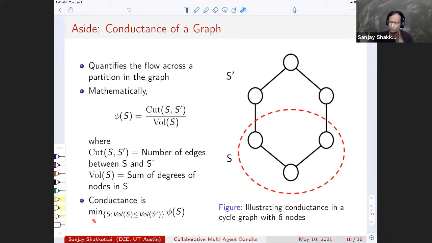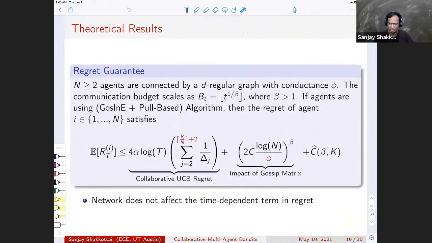Conductance measures the bottleneck in this graph, meaning you want to minimize over all sets S this quantity phi of S. For some intuition, if you have a complete graph, the conductance will be an order one quantity. If you have a ring graph with n nodes, it's going to be an order one over n quantity, because a ring graph has very little flow from one half of the network to the other. There are only two edges that go across, whereas the bulk of the nodes are on one side or the other. So in those graphs, information flows very slowly. In graphs that are fully connected, information flows really quickly, and conductance is high. So what's the result we can show in this setting?